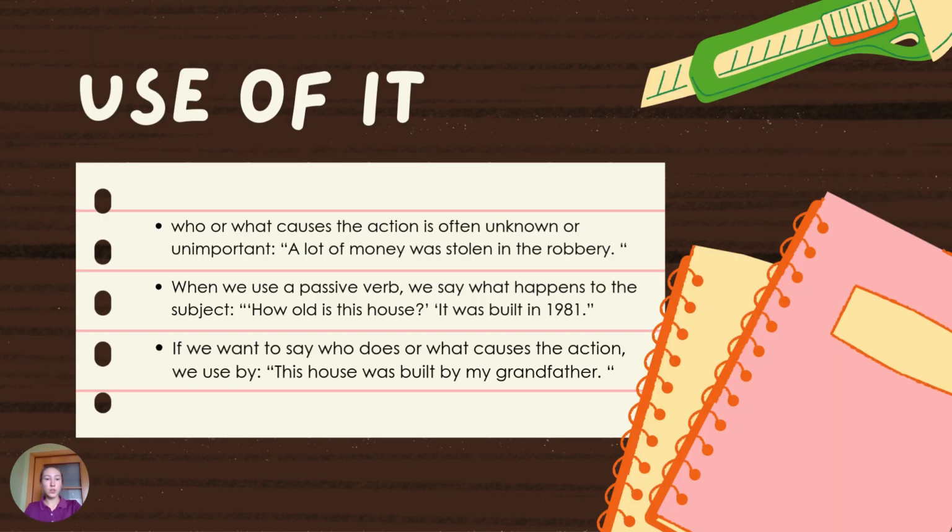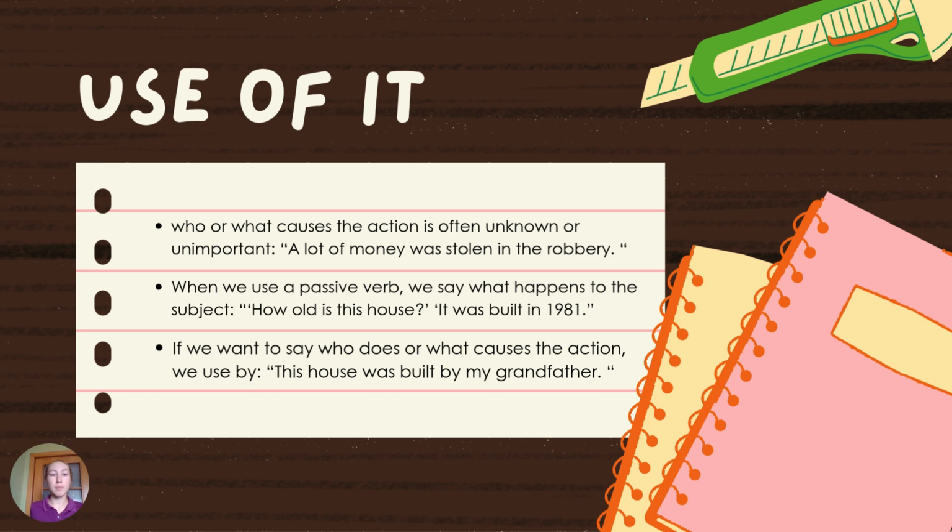Okay, let's look at the use of this. Who or what causes the action is often unknown or unimportant. For example, someone cleans the house. The house is cleaned by someone. This "by someone" could just be put in brackets because it is not important. Another example: a lot of money was stolen in the robbery. We do understand that it was stolen, but by whom? It is not important, because we can already understand. So this is the money stolen.